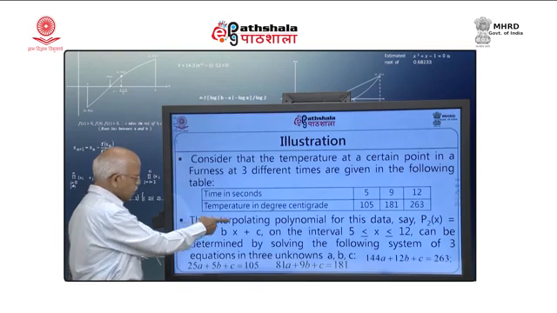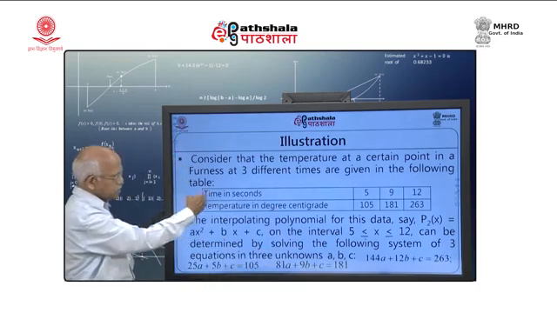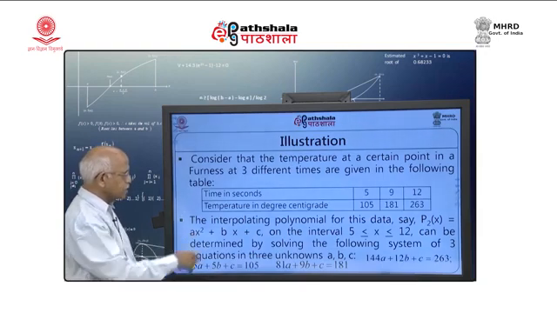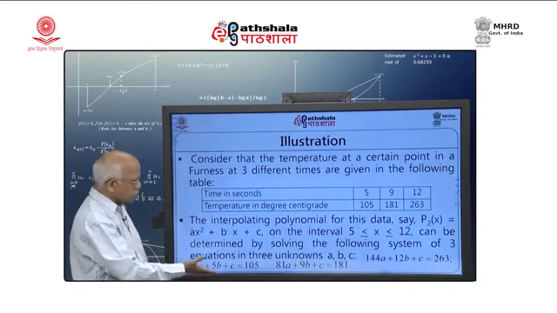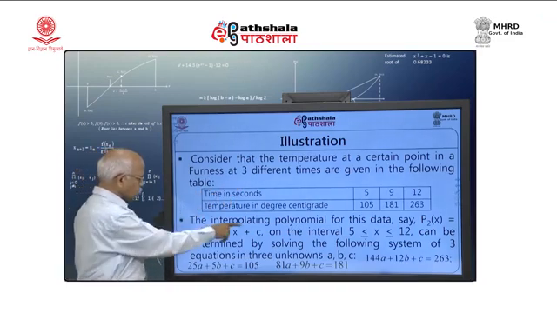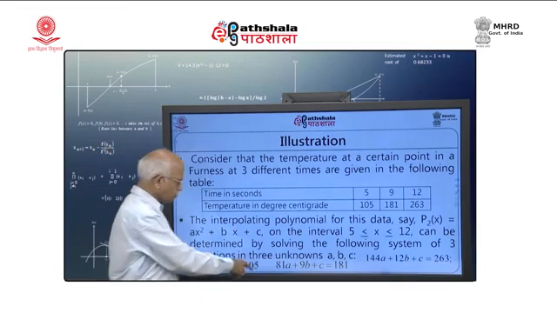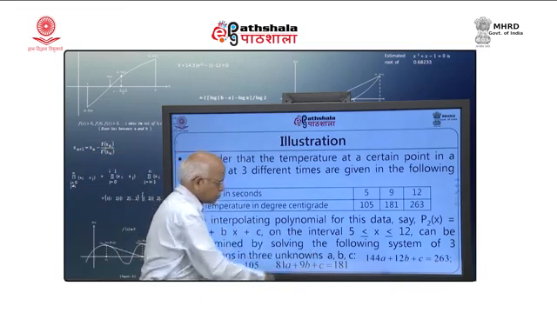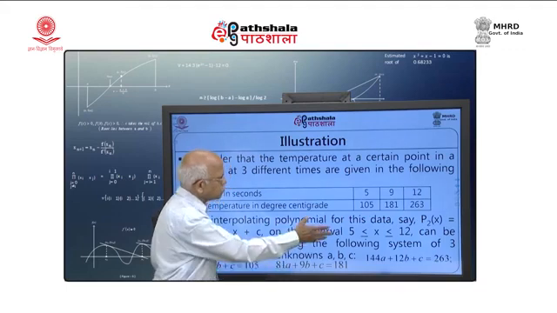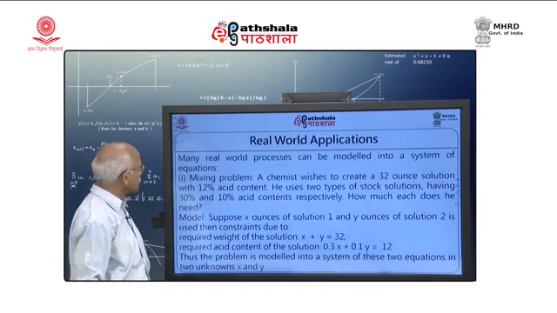So, 3 unknowns a, b and c are to be determined, and this we are taking on the interval 5 to 12, because 5 is the least time and 12 is the largest time at which the observation is made. It can be determined by solving the following system of 3 equations. What I am doing is putting t equal to 5, or x equal to 5, in this equation to get the first equation: 25 a plus 5 b plus c equal to 105, where 105 comes from the table. Then I put 9: 81 a plus 9 b plus c equal to 181, where 181 comes from the table. The third is 144 a plus 12 b plus c equal to 263, and that 263 comes from the table. So, again it becomes solving a system of equations like this.